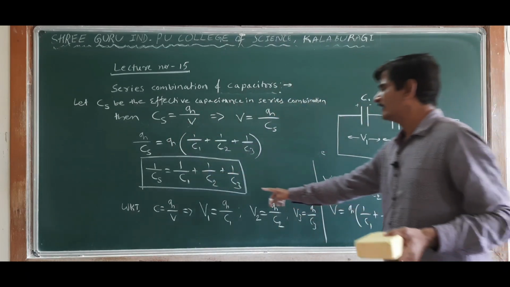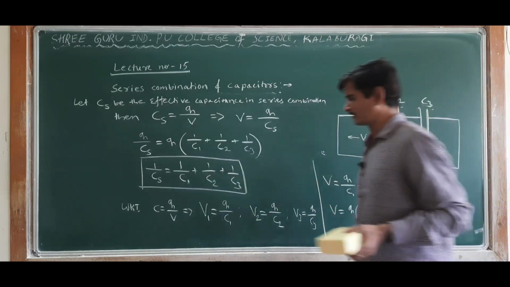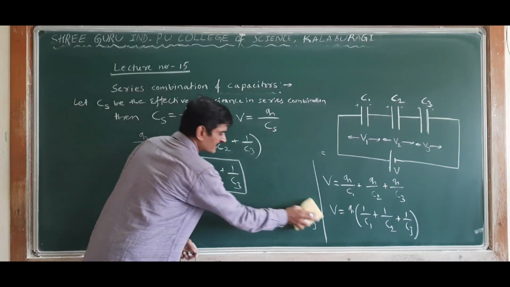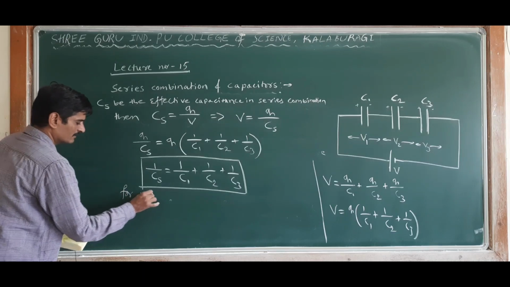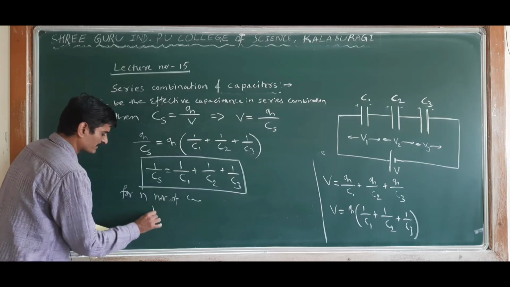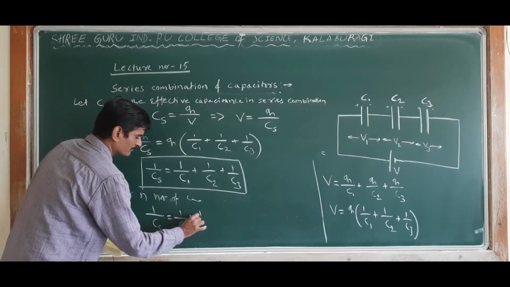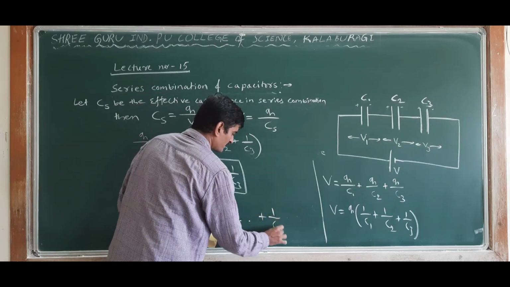This relation is for 3 capacitors. Okay. So now if there are n number of capacitors, for n number of capacitors, you can write 1 divided by Cs is equal to 1 by C1 plus 1 by C2 plus dash dash dash plus 1 by Cn.